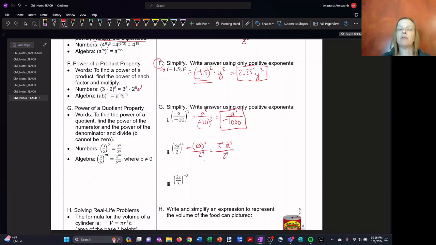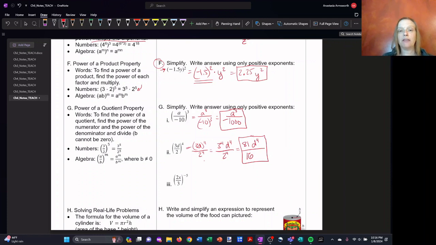Now, in this example, I'm asked to simplify, so I can simplify a little further. 3 to the fourth power is 81. d to the fourth power just stays as is, and 2 to the fourth power is 16. And so this is my final answer here.